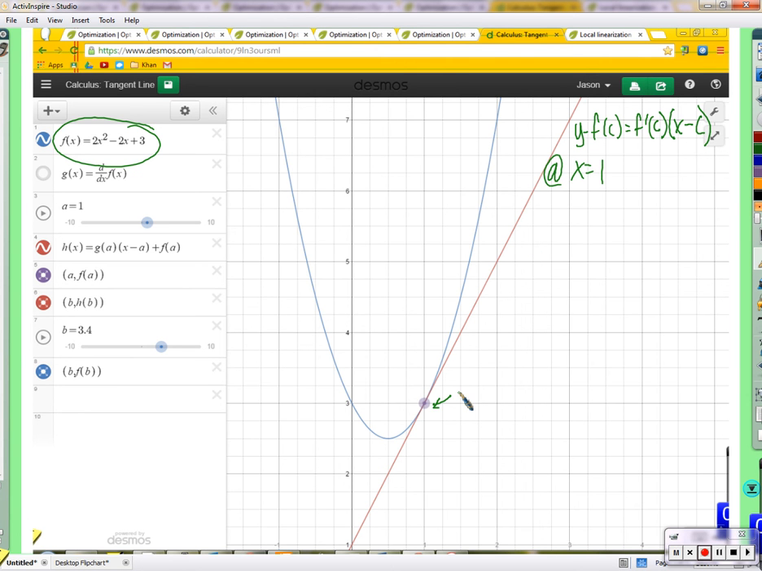The tangent line goes through the point c comma f of c. Whenever c is given as a specific x value, that's c. And if I want to know what the y value at c is, I plug it into the function, f of c. Okay. The slope of this line is what? f prime of c.